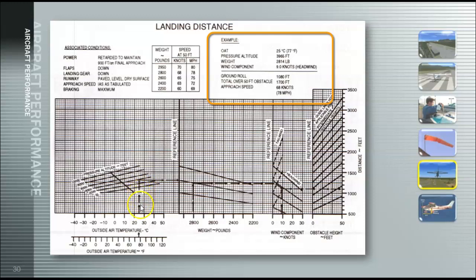So again, you follow this line straight up from the temperature to the pressure altitude, draw a straight line to the right to the next reference line, follow these lines down until you get to the aircraft weight, then draw a straight line to the right to the next reference line, and then follow these lines down until you get to the headwind, and then draw a straight line to the right to the next reference line from that point. And then if we go straight to the right, that's your ground roll. And if we follow these lines up, this would be your takeoff distance over a 50-foot obstacle.